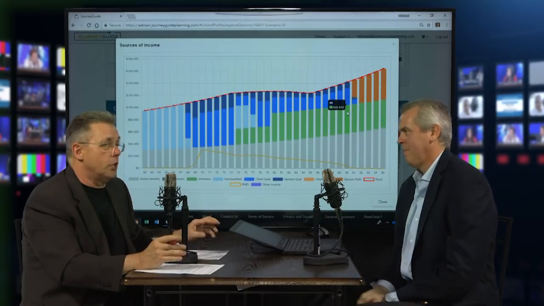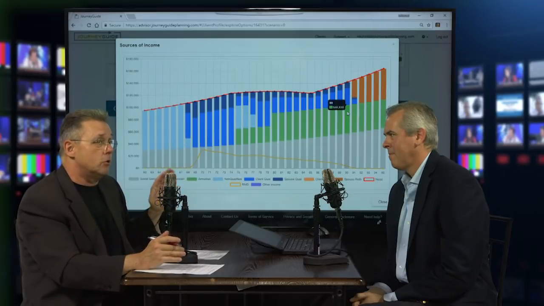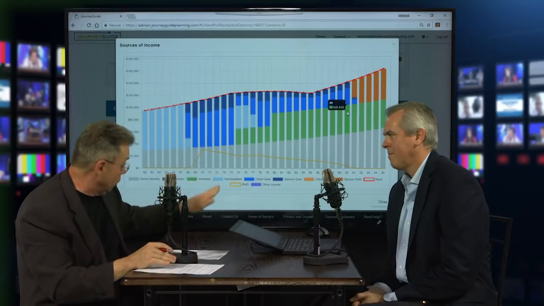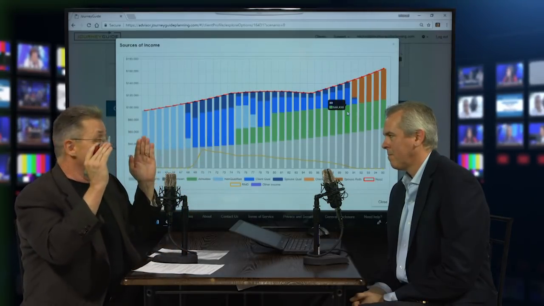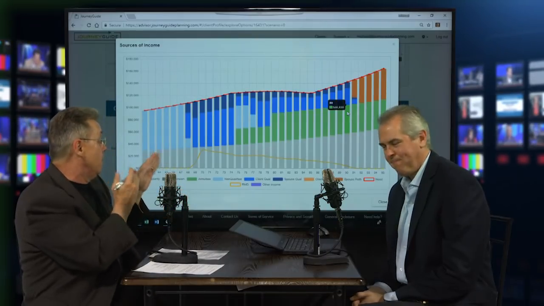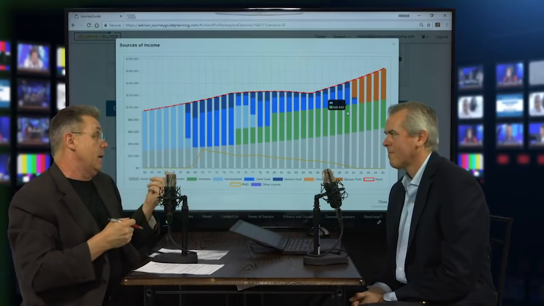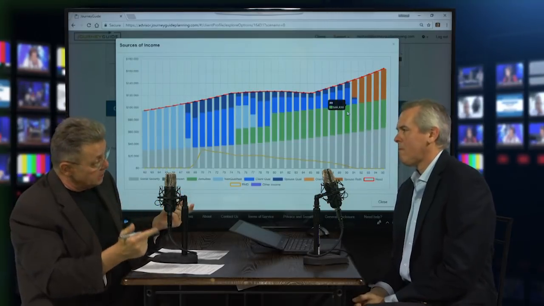This is why I like JourneyGuide, because this is doing something that every single client understands. Monthly cash flow. That's what I'm after. That's right. It's not about asset accumulation any longer. It's about monthly cash flow, and I want to guarantee my discretionary as well as my essential spending.